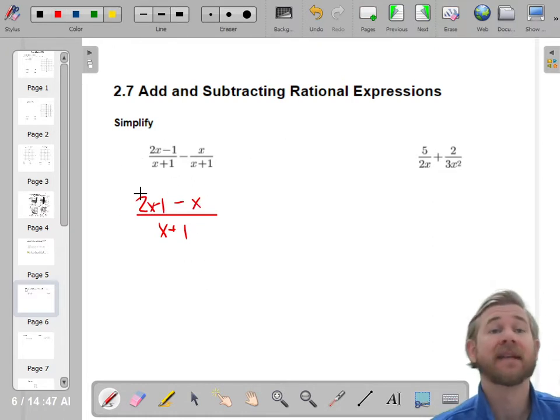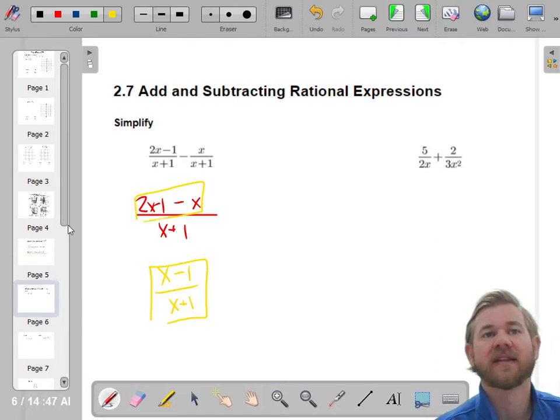And then the game is, can you combine like terms? 2x minus 1x is x. You still have a minus 1, and then in the bottom you still have x plus 1. So that's it. Just simplify the top. 2 minus 1 is 1x.